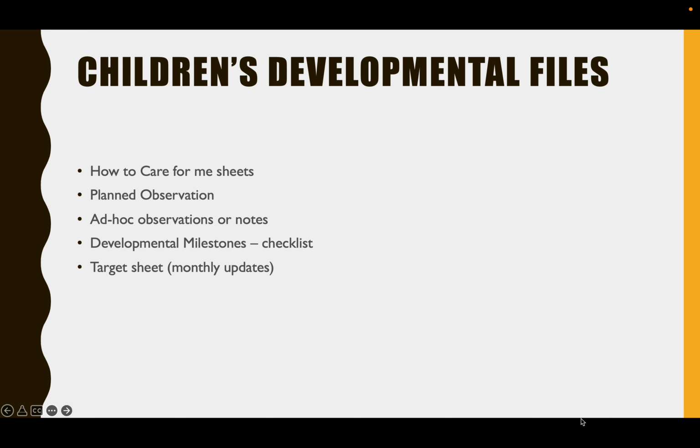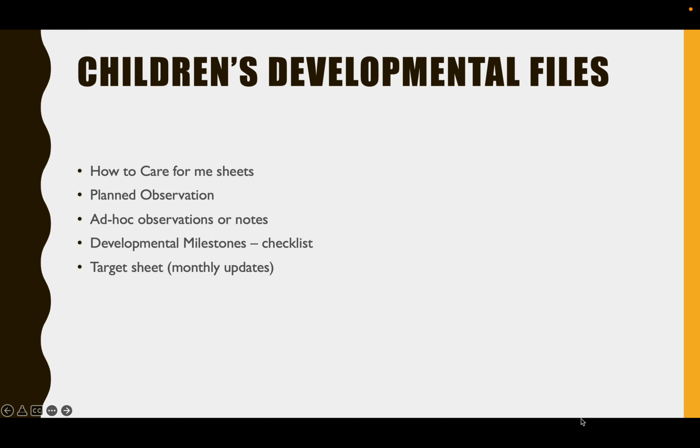The next section of the child development file will be planned observations. You should be doing 2 planned observations with your key children every month, and even cover staff or other people working in the nursery can also contribute to completing the observations, and you store all of those observations in the section for that child in your colour group's child development file.